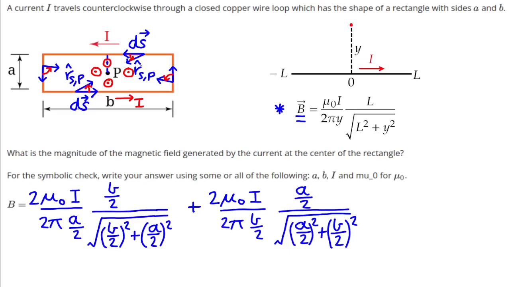And now doing a bit of algebra, we can cancel the 2's, and you can factor out mu naught I over the square root term, and simplify this expression, which I'll leave for you as an exercise.